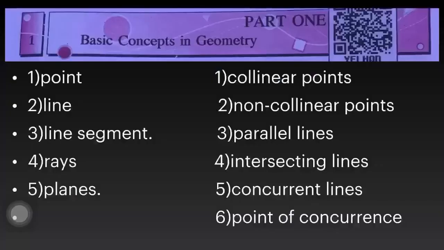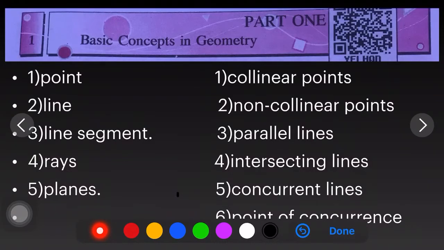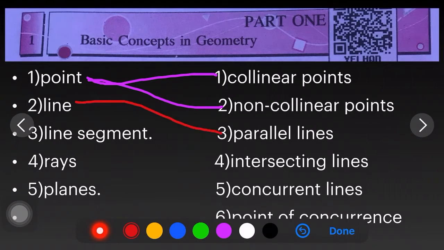Thank you. Okay, students, in your previous standard you already learned about some basic concepts in geometry. For example, you have learned about types of angles. So in this chapter we are going to deal with some of the basic concepts in geometry, which are point, line segment, rays, planes. These are the basic concepts in geometry which you are going to learn in detail in this chapter. Now, point again consists of collinear points and non-collinear points, and line again consists of parallel lines, intersecting lines, concurrent lines, and point of concurrence.